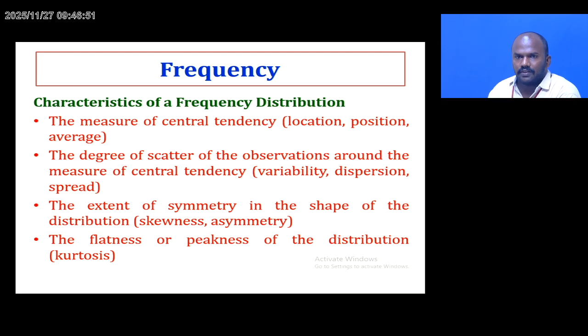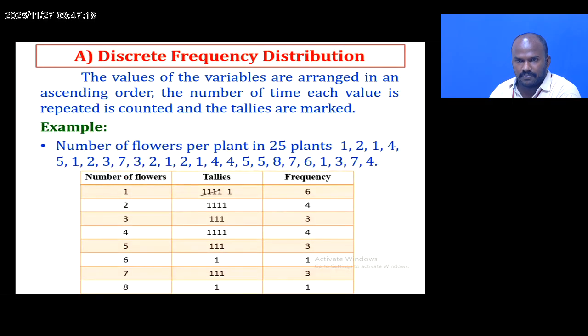The next one is frequency. The characteristics of a frequency distribution are: the measure of central tendency, including location, position, or averages; the degree of scatter of the observations around the measure of central tendency, which includes variability, dispersion, spread; the extent of symmetry in the shape of the distribution, which includes skewness, asymmetry; and the flatness or peakedness of the distribution. These are all the characteristics of the frequency distribution.